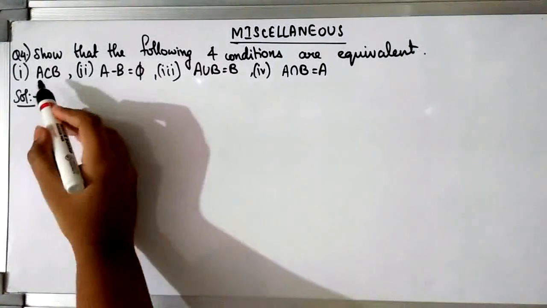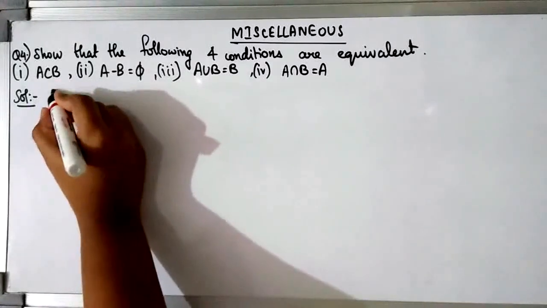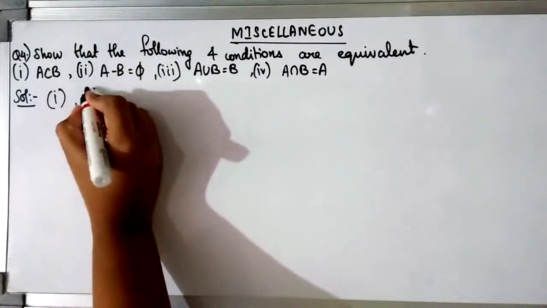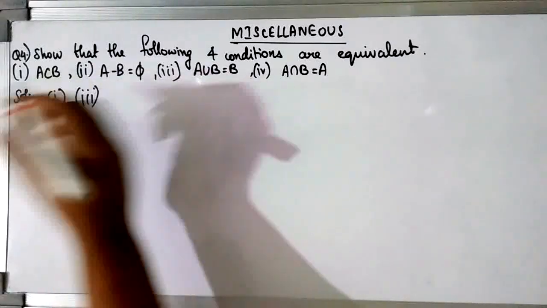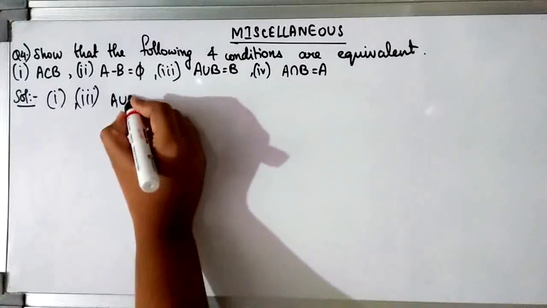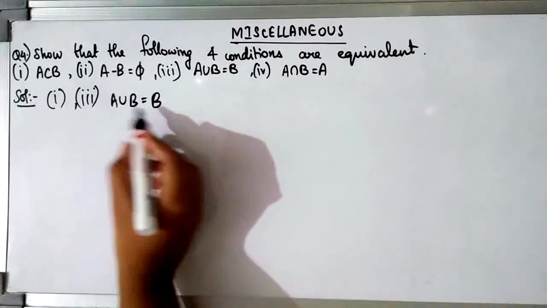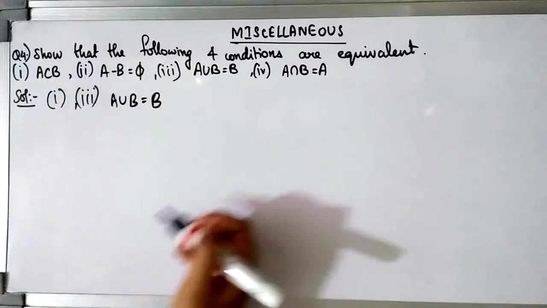So we proved that the first and second conditions are equivalent. Now let's take the first and third conditions and prove that they are equivalent. So we'll take the third condition, that is A union B is equal to B, and we will prove that in this condition A will be a subset of B.